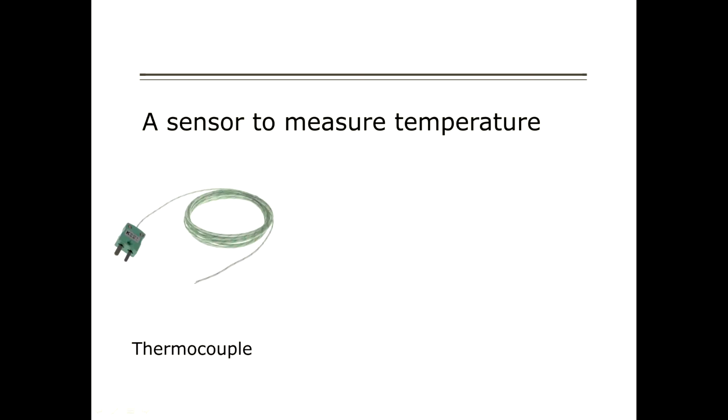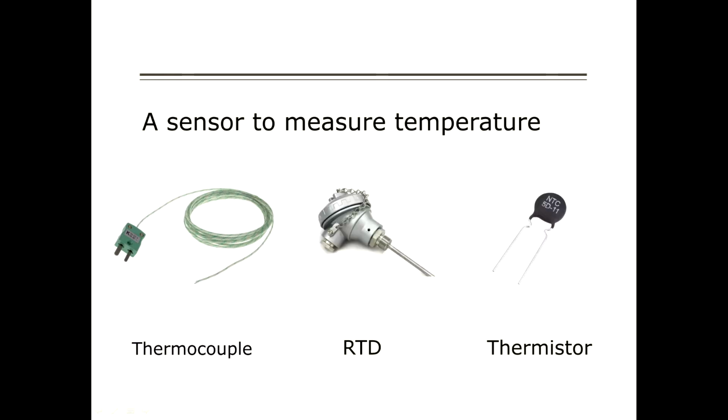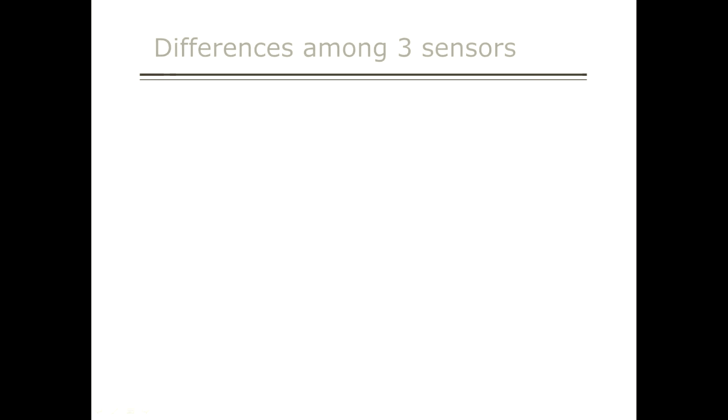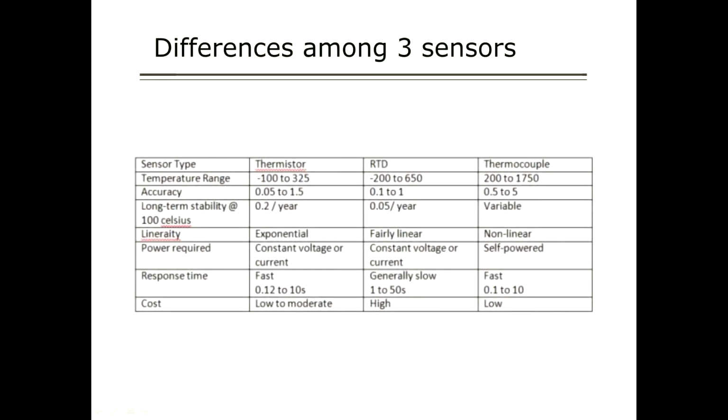However, for sensors, there are two more types of sensor that have an almost similar definition to a thermocouple, which are RTD and thermistor. And this is how these three sensors look. There are several differences among these three sensors, and they will be shown in this table.